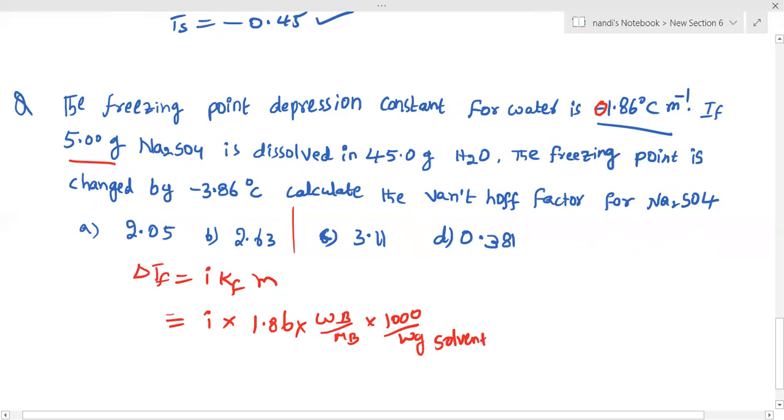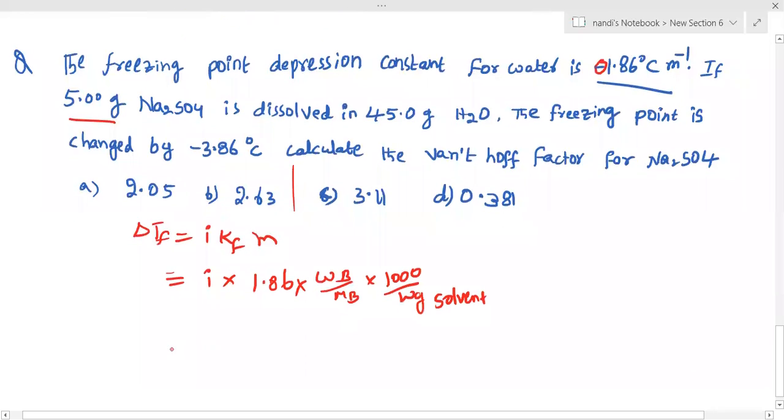So I can substitute here. What will we get, sir? T naught is 0 degree centigrade. Okay, fine. If this is negative, you have to keep it negative here, then delta Ts is also minus 3.86. 0 minus 3.86. Fine.